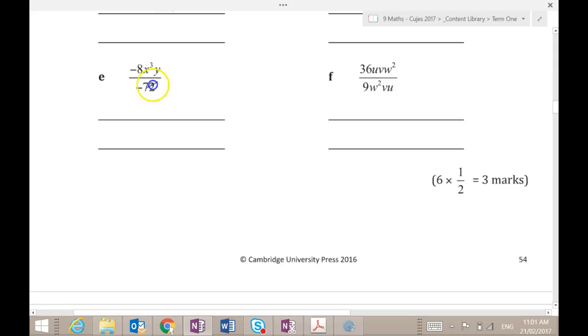So they're both negative. So negative 8 goes into that 9 times. Negative 8 goes into that once. Oh, there are no other letters to cancel. That one was actually really easy.